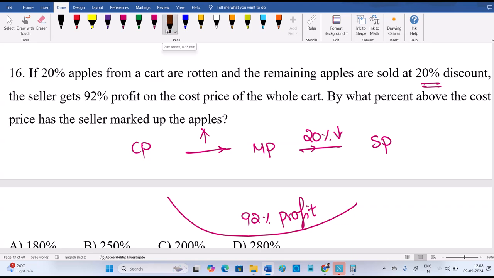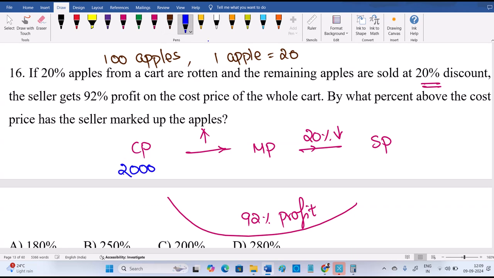So what I will suggest, go with the assumption. How, sir? Let us say 100 apples, one apple costs 20. We go with numbers, easy, right? So 100 apples, one apple costs 20, which means the cost price is 2000.